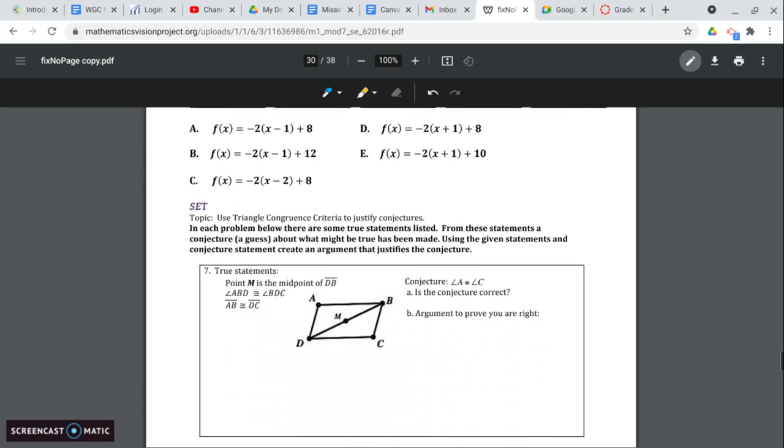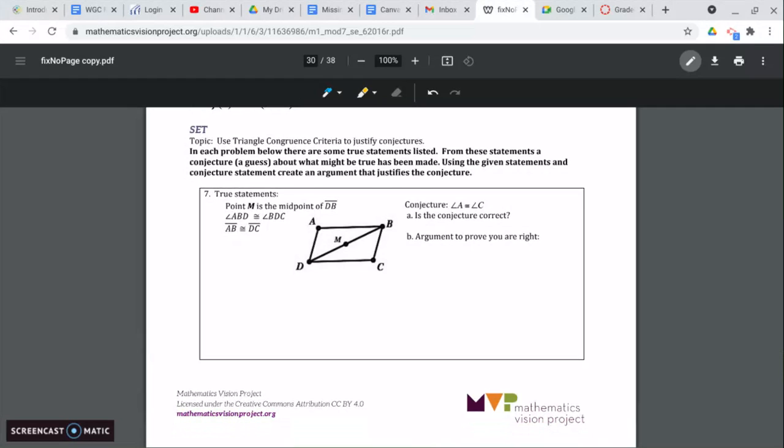All right, now the next part is looking at proofs. We're going to do most of these together just because proofs can be rather complicated to understand. Prove is your key word for this lesson, prove. So in each problem below, there are some true statements listed. From these statements, a conjecture, or a guess, about what might be true has been made. Using the given statements and conjecture statement, create an argument that justifies the conjecture.